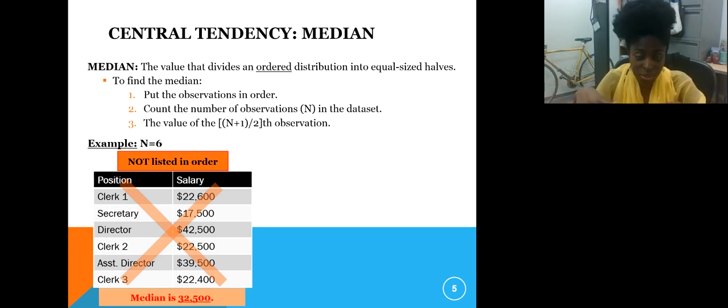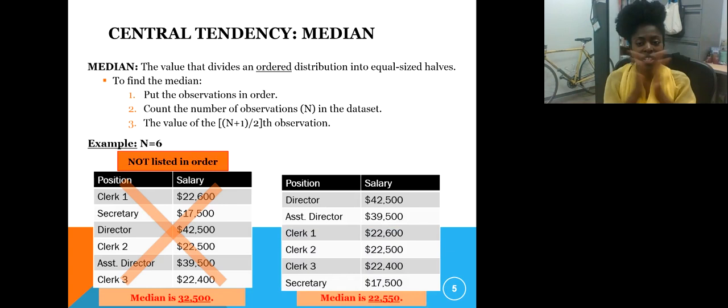Okay, it's not in order. So then we go and put it in order. Yay! And we seem to have put it in descending order, from the highest to the lowest. So what do we see now? We've done the first step. The second step is to count the number of ends. It's still 6. The third step, we've already done it because it's 7 plus 1 over 2.